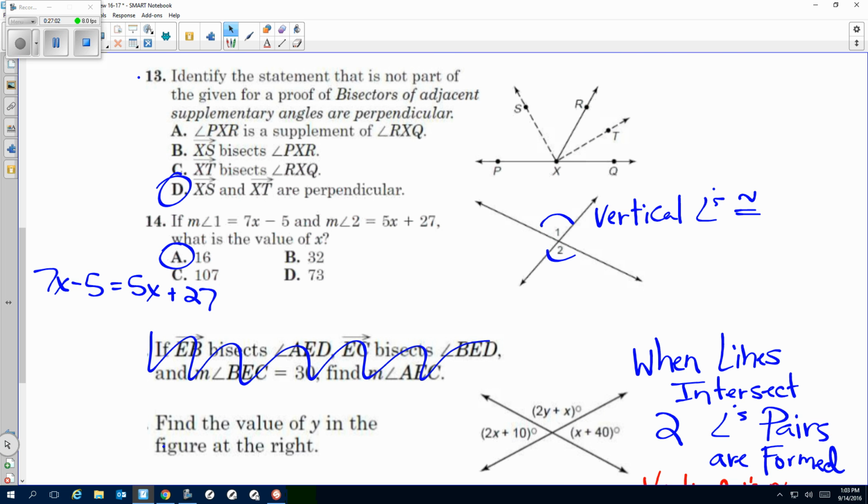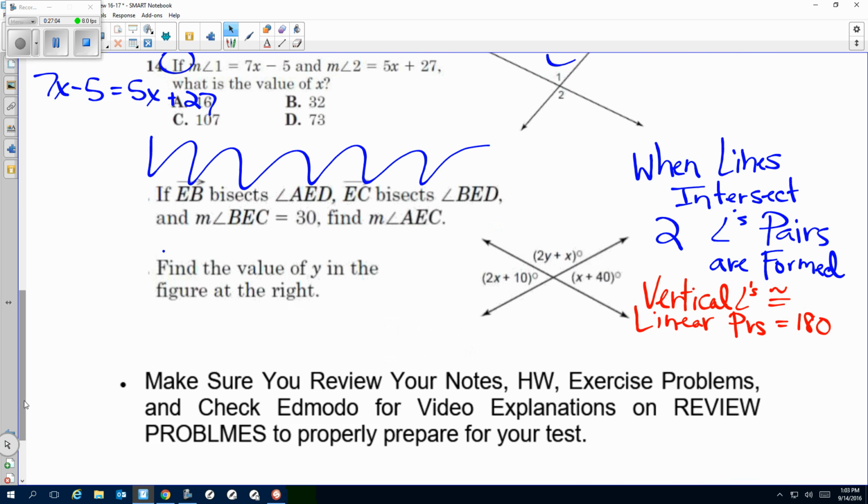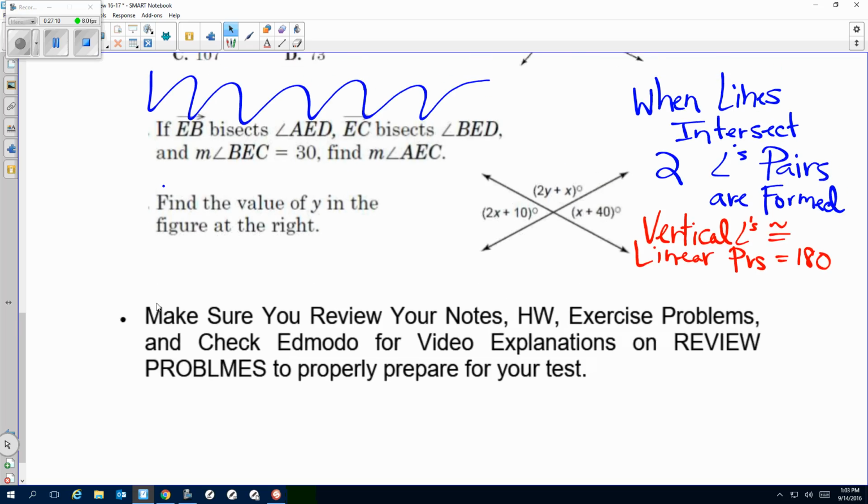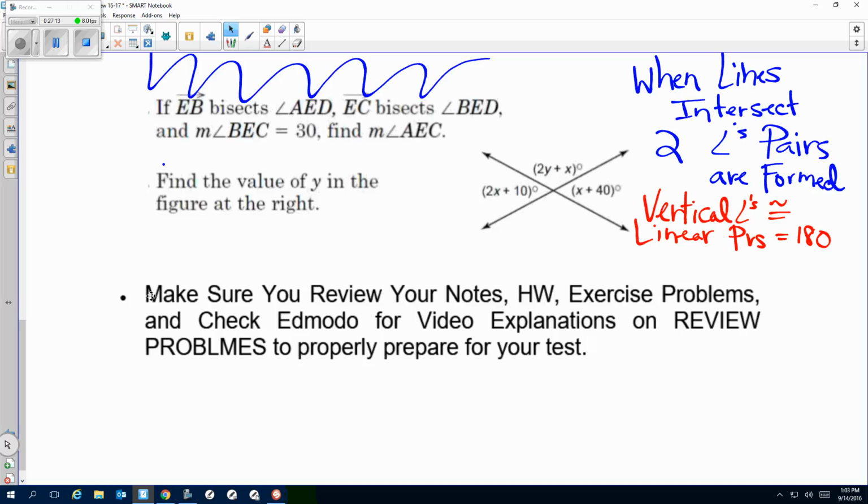You need to write this down. 2 things could occur when lines intersect. Okay, 2 angle pairs are formed. Vertical angles and linear pair. I know I'm still teaching. I'm working hard right now, so you should still be doing that too.